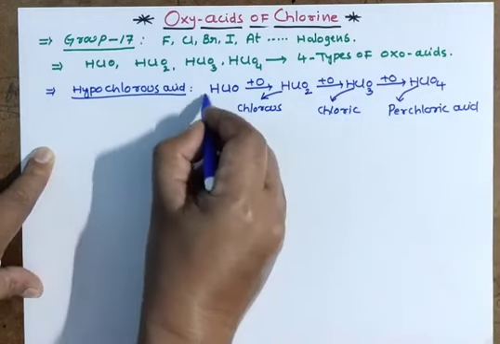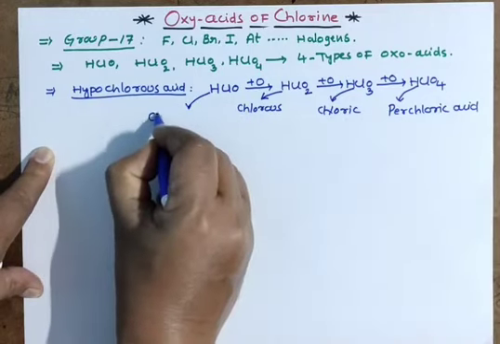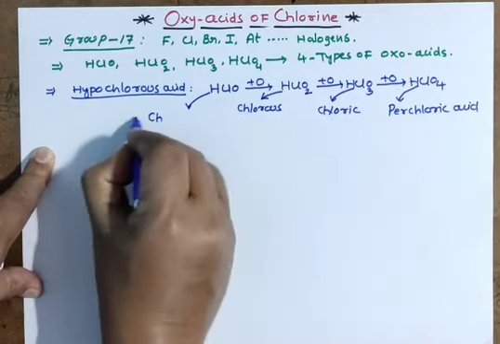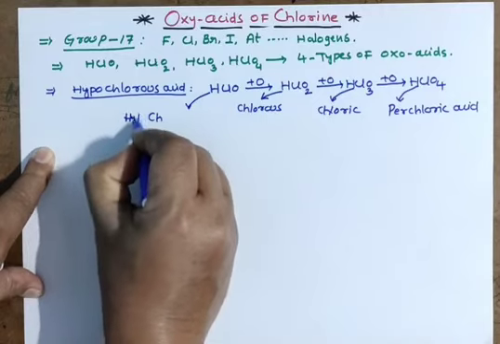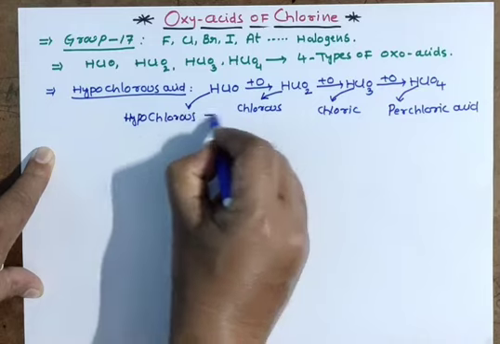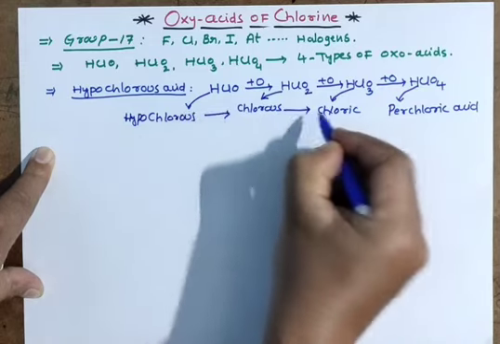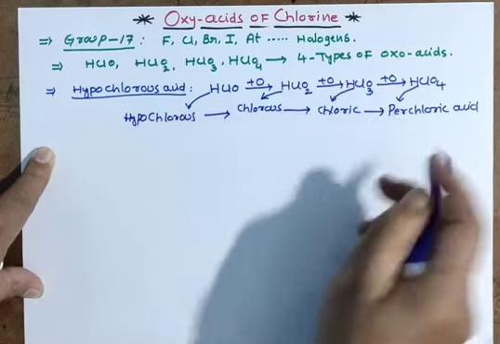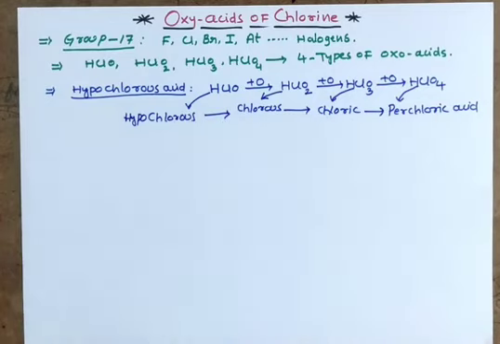Like this you are getting hypochlorous, chlorous, chloric, perchloric. No need to learn by heart. Just remember chlorous, then you are getting the rest. Let me discuss in detail about their structures.